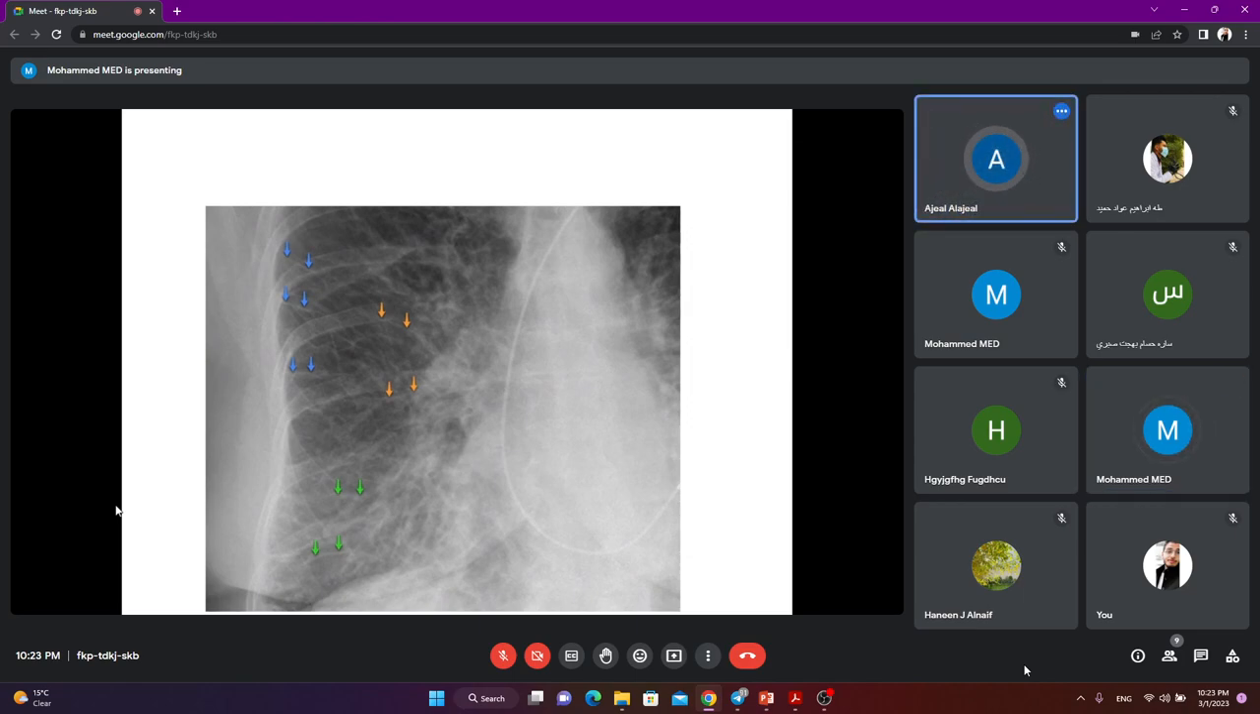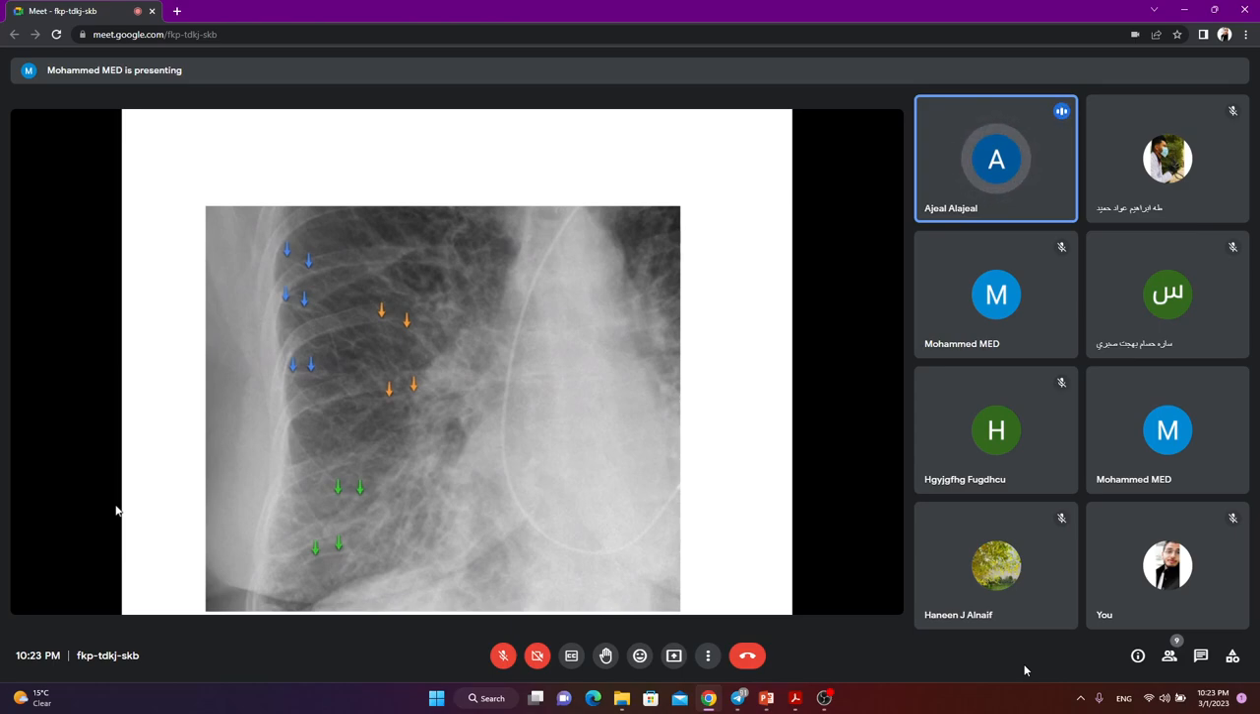Yes, I will say it again. You have to remember the anatomy of the right lung and of the left lung as well. In the right lung, we have an upper lobe, but the upper lobe is not only upper, but anterior as well. And we have a lower lobe. The lower lobe is lower and posterior. And then we have a middle lobe. The middle lobe overlaps the heart.